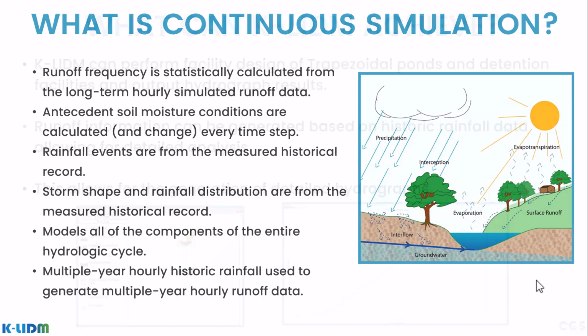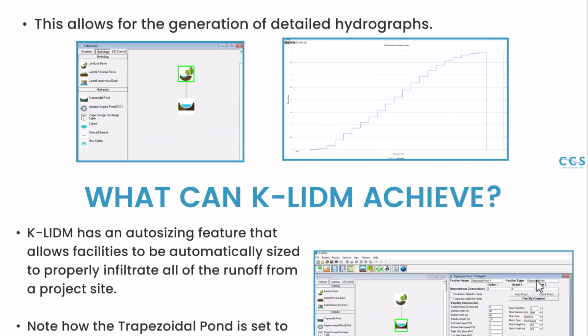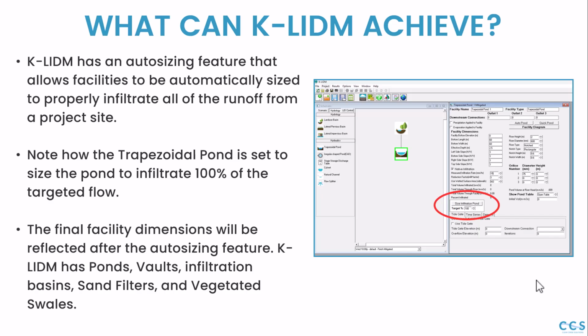So what exactly can K-LIDM achieve? Well, the K-LIDM can perform facility design of trapezoidal ponds and detention facilities and output hydrograph results. Then runoff information can be generated based on historical rainfall data, allowing for detailed analysis. Then this allows for the generation of detailed hydrographs, which can be used for further analysis or submission to jurisdictions. So you can see there about a basin facility going to a trapezoidal pond facility, very similar to WWHM 2025, but customized for the region of Korea. So K-LIDM has an auto-sizing feature that allows facilities to be automatically sized to properly infiltrate all the runoff from a project site.